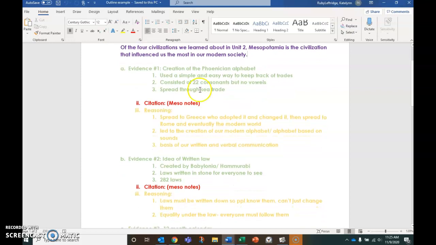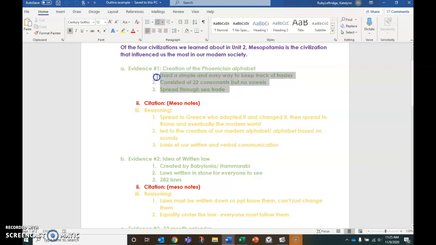The next thing that you'll see is all together. So you have the evidence in green, the citation in red, and the reasoning in yellow. So the first piece of evidence, you're going to pull directly from the evidence collection note chart above the outline. Okay, you don't need to go looking for this information. This information is right there. So the first thing that the Mesopotamians contributed would have been the Phoenician alphabet. So that's my fact. They created the Phoenician alphabet.